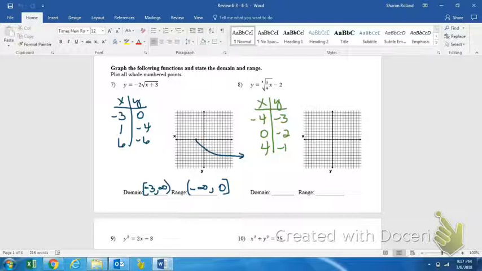So if I plot those points, it's -4, 0, -2, and 4, -1. Okay, so when we connect these, it's going to look kind of like that. The domain goes from -infinity to +infinity, and even though it looks like it's just going east to west, the range is also going from -infinity to +infinity.